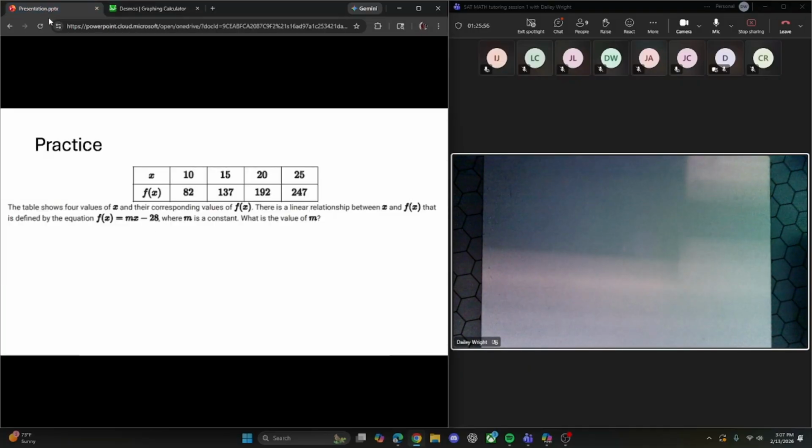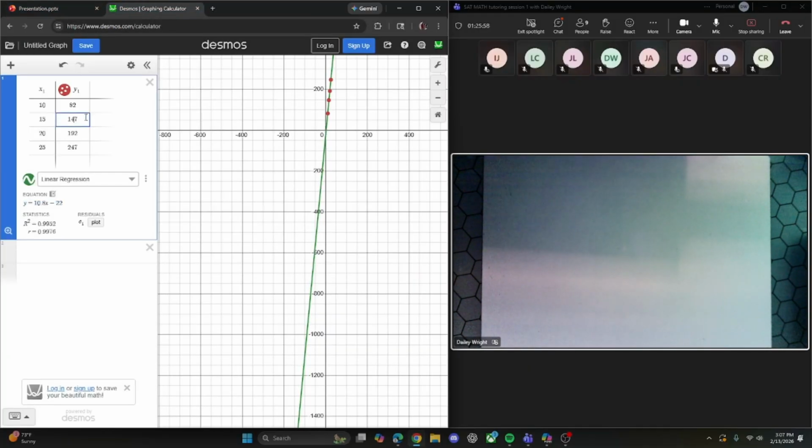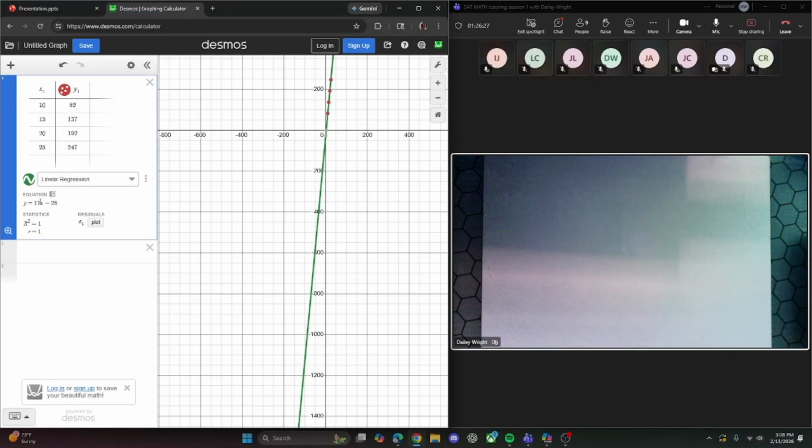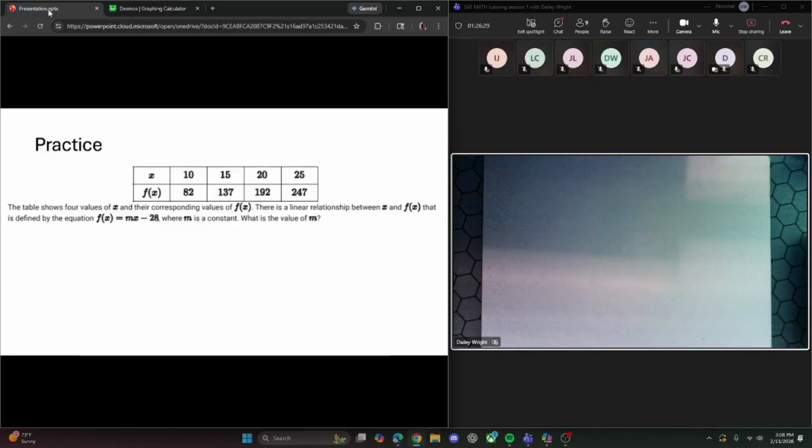That is incorrect. Oh, I typed this in wrong. This is supposed to be 137. There we go. Always double check your answers, because sometimes you type something in wrong, like I did on this problem, and it caused everything to go haywire. But anyways, now we have the correct equation. It's y equals 11x minus 28. This is mx minus b form, just like it is in here. F of x equals mx minus 28, where m is a constant. What is the value of m? It shows you m right here. M would be 11.